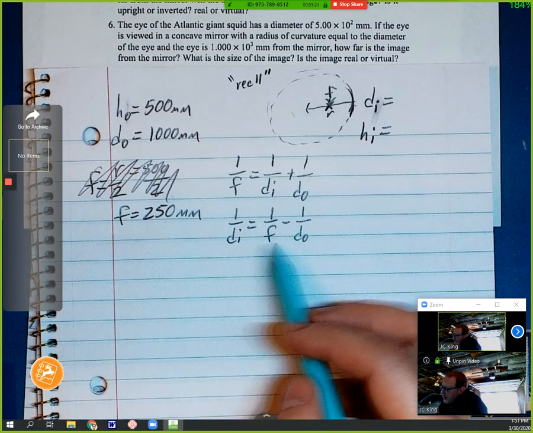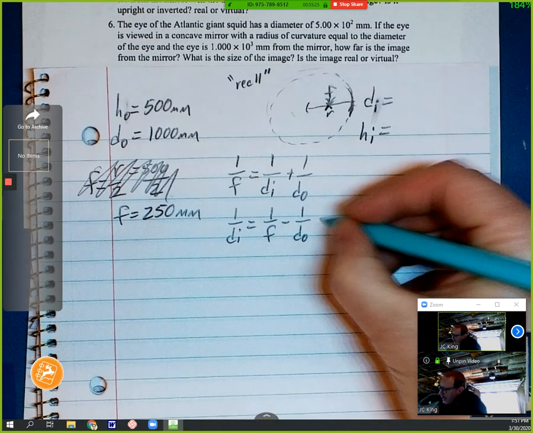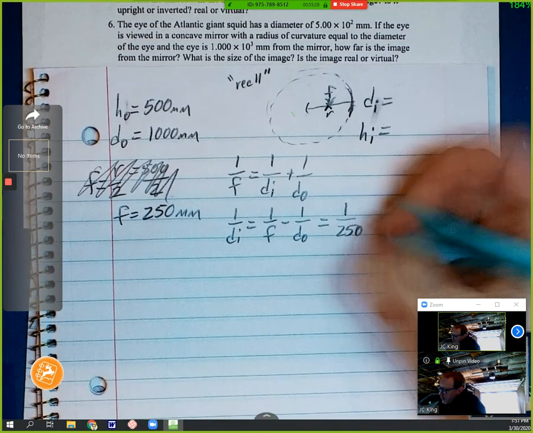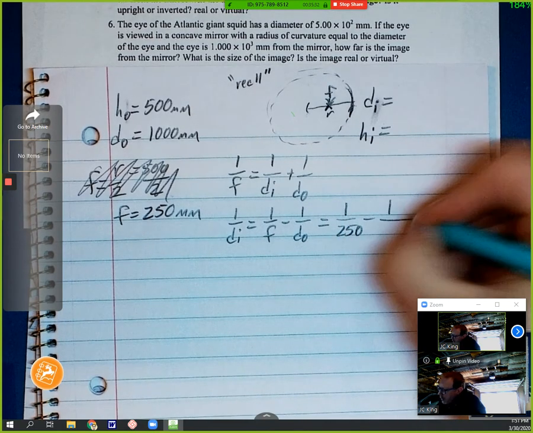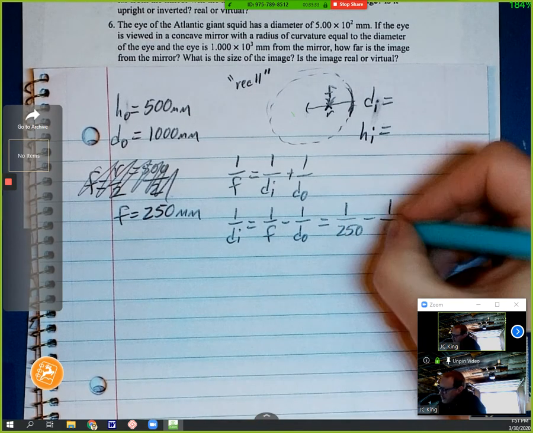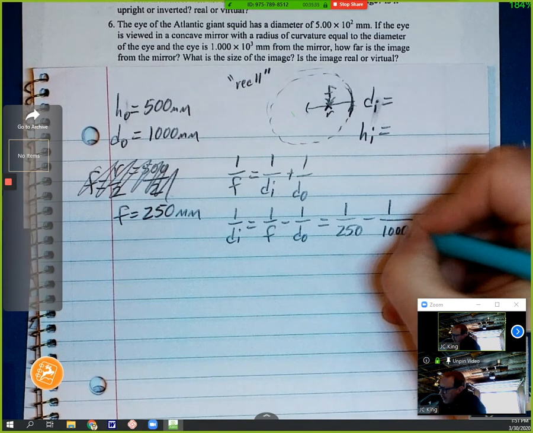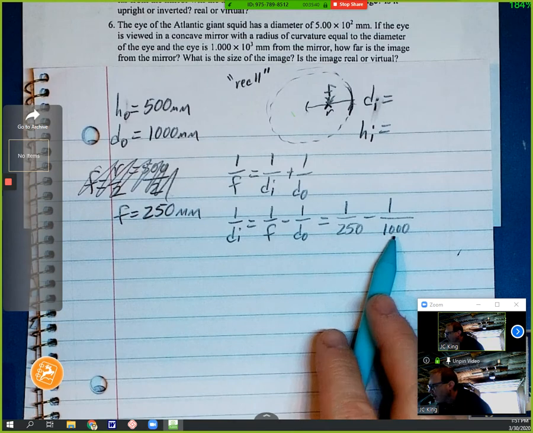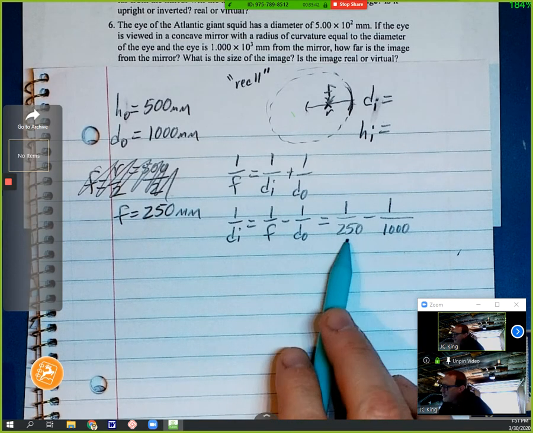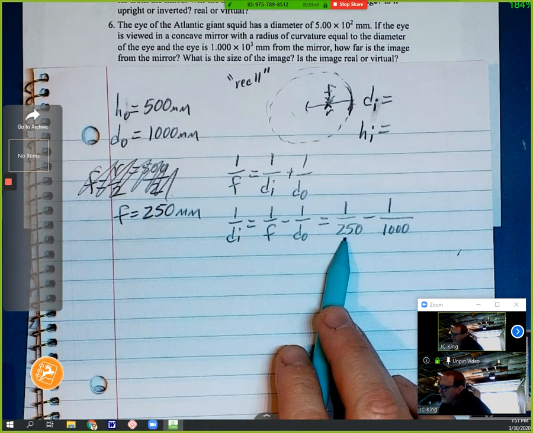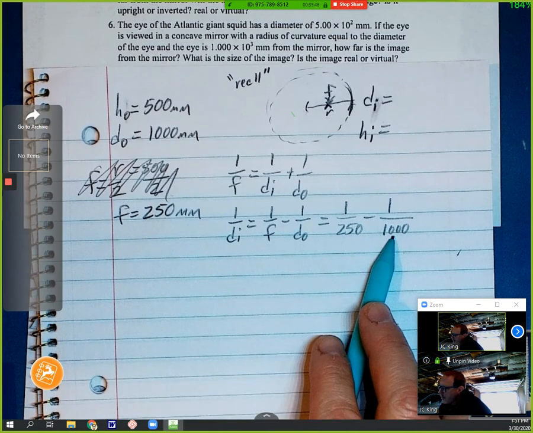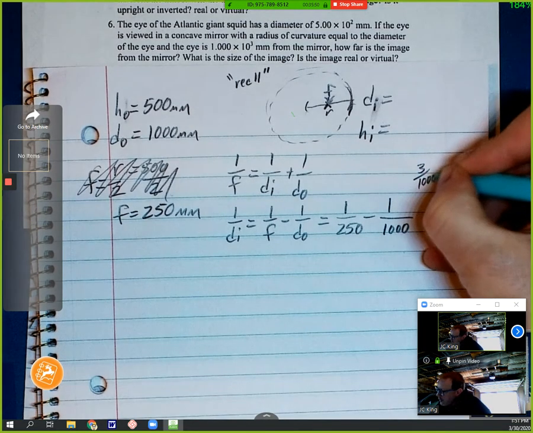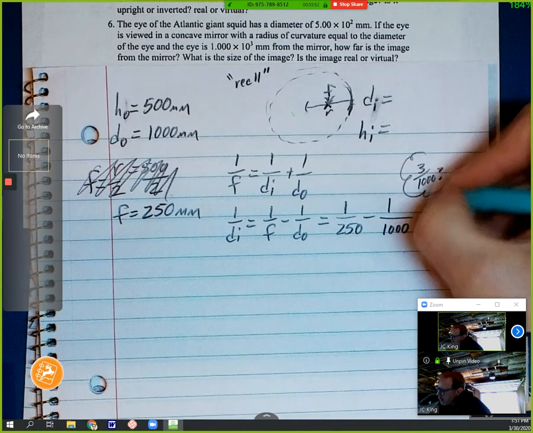So let's go ahead and plug in what we have. We have 1 over 250 minus 1 over 1,000. So 1 250th minus 1 1,000th. Wouldn't that be the same as 4 1,000ths minus 1 1,000th? So we'd get 3 1,000ths. I'm going to put that over here, just in a bubble, just in case that's a thing.